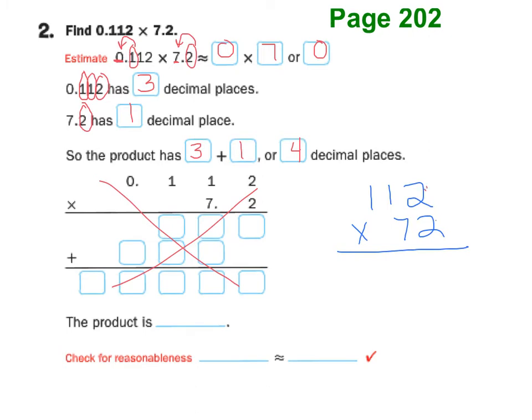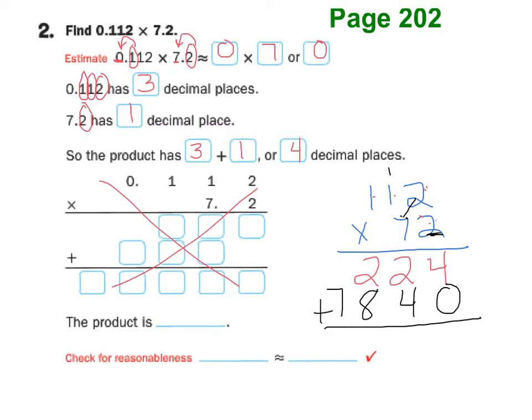2 times 2 is 4. 1 times 2 is 2. 1 times 2 is 2. And I'm going to hold my place value because I'm not multiplying by the ones anymore. I'm going to be multiplying actually by 10. So 7 times 2 is 14. Carry the 1. 7 times 1 is 7 plus 1 is 8. And 7 times 1 is 7. So when I add it up, I get 4 plus 0 is 4. 2 plus 4 is 6. 2 plus 8 is 10. And 1 plus 7 is 8.